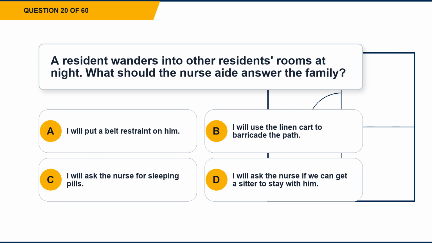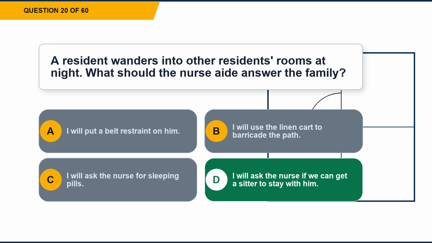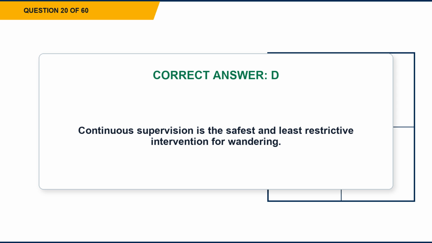Question 20. A resident wanders into other residents' rooms at night. What should the nurse aide answer the family? Option A, I will put a belt restraint on him. Option B, I will use the linen cart to barricade the path. Option C, I will ask the nurse for sleeping pills. Option D, I will ask the nurse if we can get a sitter to stay with him. The correct answer is option D, I will ask the nurse if we can get a sitter to stay with him. Explanation. Continuous supervision is the safest and least restrictive intervention for wandering.